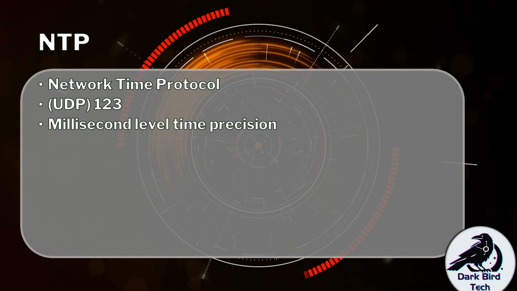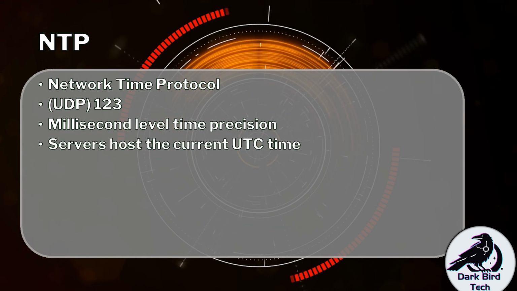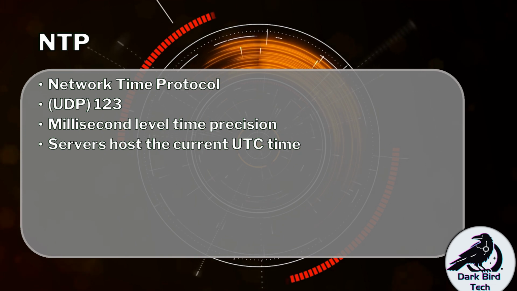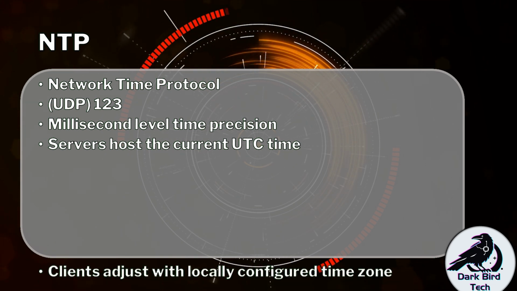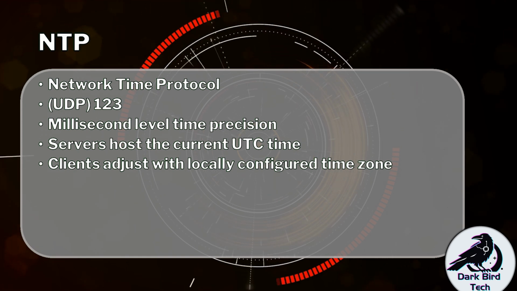Now, what normally ends up happening is there'll be a couple servers all over the world. We'll have a look at the infrastructure now. And what they do is they host the current UTC time. And then the clients will adjust that with their locally configured time zone.